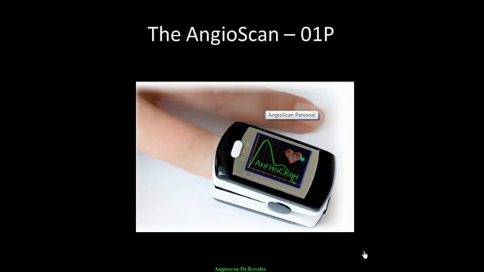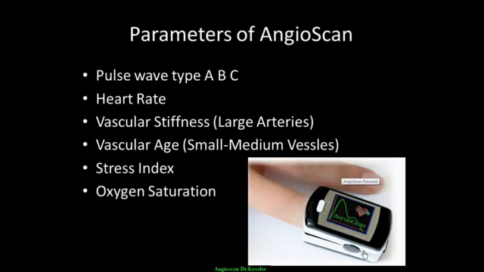Real simple. You put your index finger in and get a reading. And what kind of reading are we looking at? We're looking at something called pulse wave type, which is an A, B, or C type of wave, and we'll talk about that. It measures heart rate. It measures vascular stiffness, which is how stiff one of the large arteries is, and also vascular age, which is measuring the stiffness of your small and medium vessels.